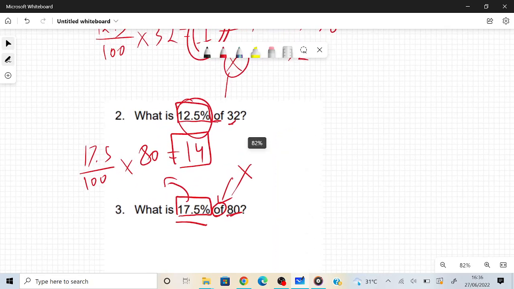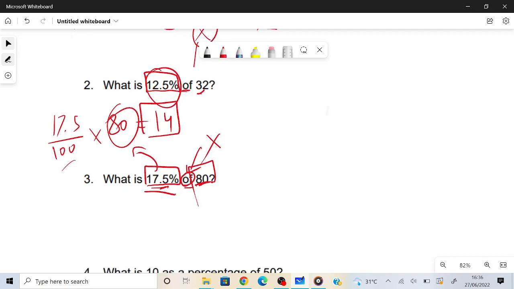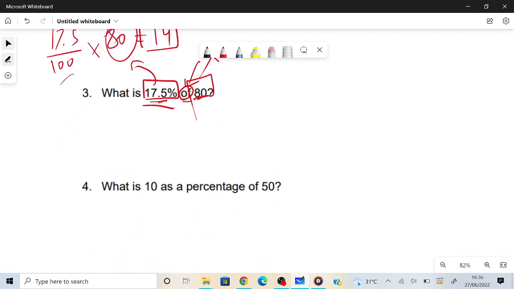So again, as you saw, the same thing we did, we presented this of to be times. We took the percentage that's asked for, divided by 100 over here, and simply times it by the 80 as symbolized over here. On to the next example.